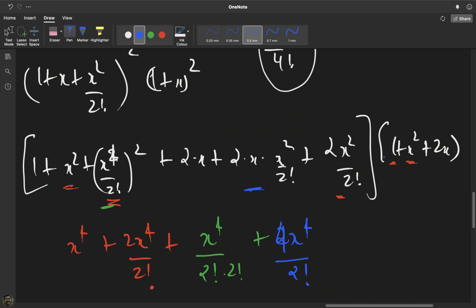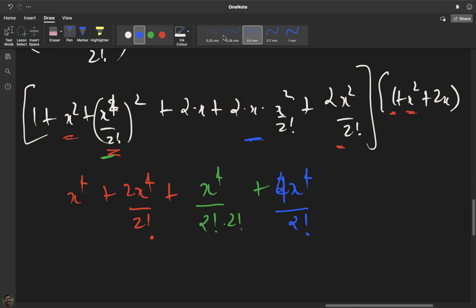Is there any other term? No other terms are there, so these are all the factors. Please cross-check it once again. These are the terms involving x raised to 4, so I can take x raised to 4 outside.